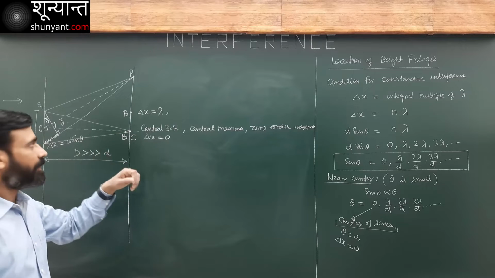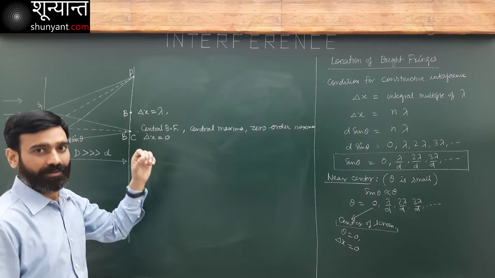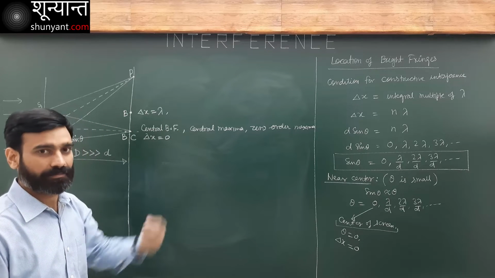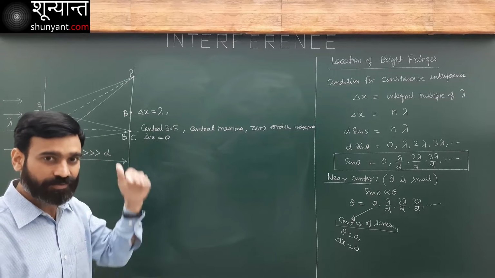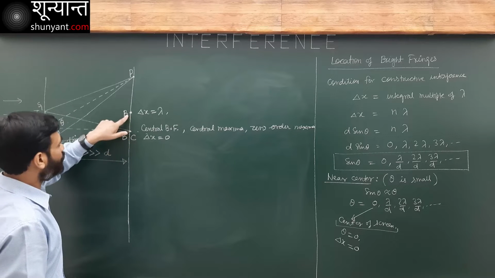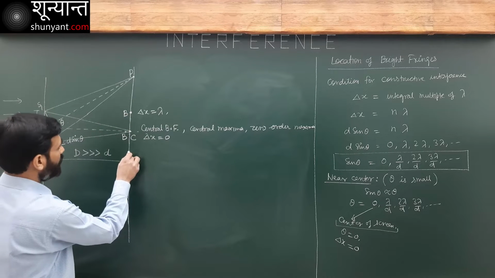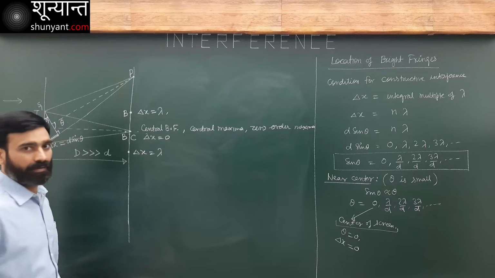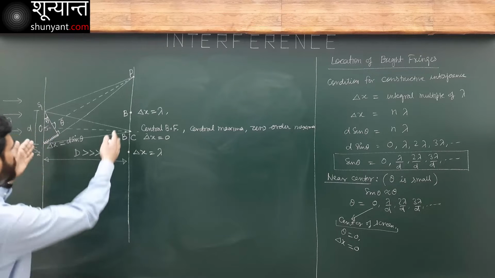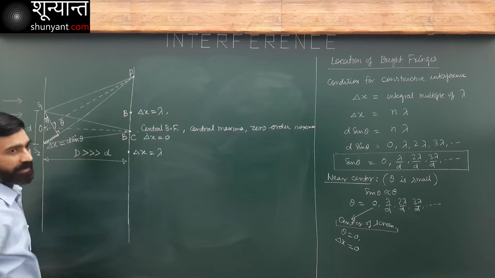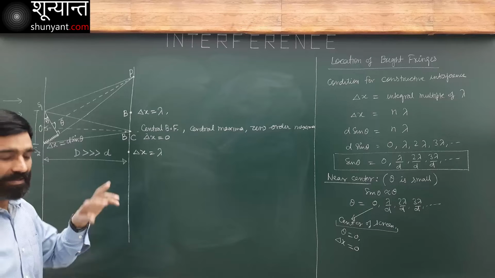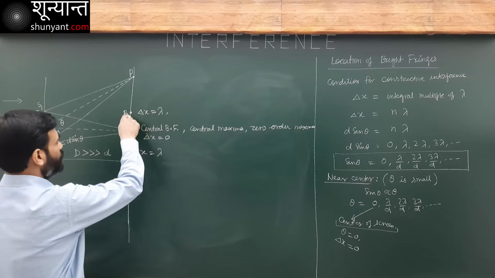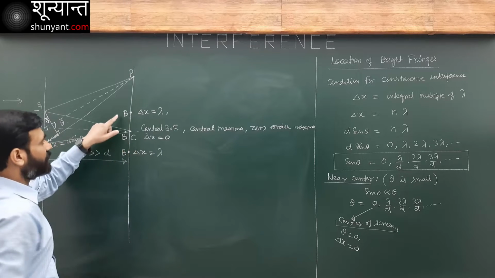Bright fringe at the center. If I move some distance up, the path difference keeps on increasing. Here it is 0. At some position it will become lambda. When I come down here also, at some position it is going to be lambda. We are taking the mod of the path difference. Minus lambda, plus lambda, both are the same, it makes no difference. Here I am going to get a bright fringe.